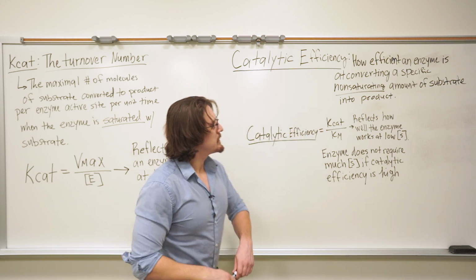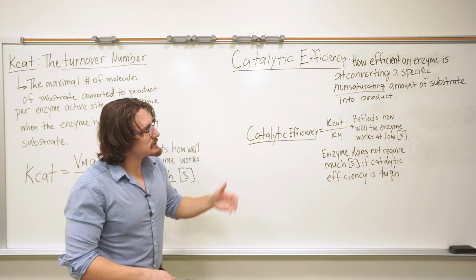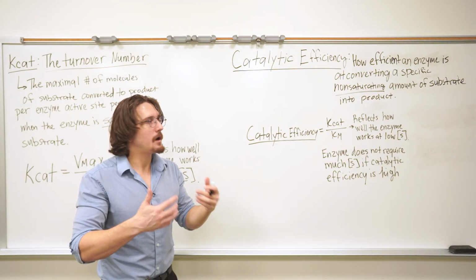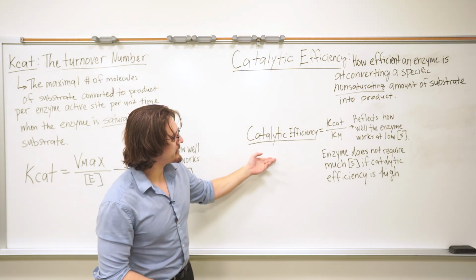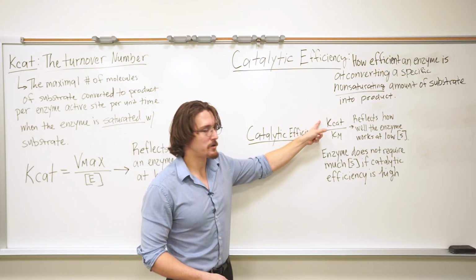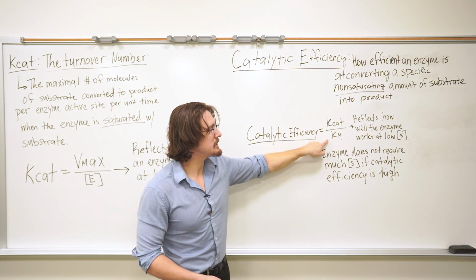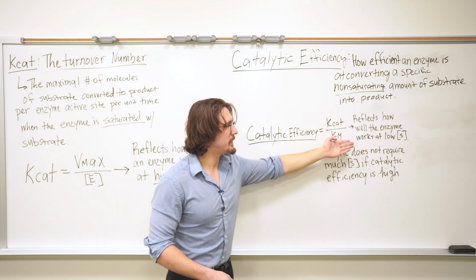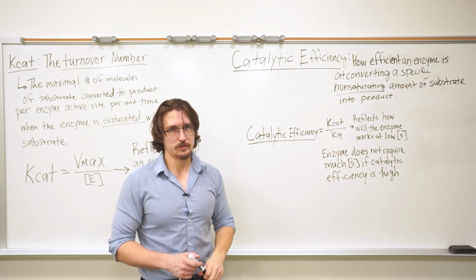Now, conversely, we have what's called the catalytic efficiency. This is essentially how efficient an enzyme is at converting a non-saturating amount of substrate into product. Mathematically, catalytic efficiency is equal to this kcat, the turnover number, divided by the Km. Remember that Michaelis-Menten constant we talked about earlier. This is reflective of how well an enzyme works at low, non-saturating concentrations of substrate.